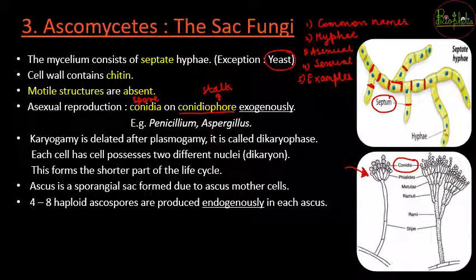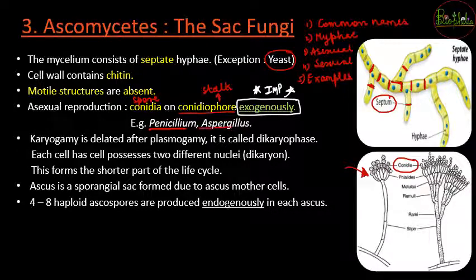Now what does the word exogenously mean? कि वो sac के अंदर बंद होके grow नहीं होगा, it will grow one over the other. So you have to remember this particular word very clearly about asexual reproduction in Ascomycetes. That is, the conidia are going to grow exogenously. So this is one important point to remember. अब asexual reproduction जहाँ पे conidia grow हो रहे हैं, that examples can be penicillium और aspergillus.